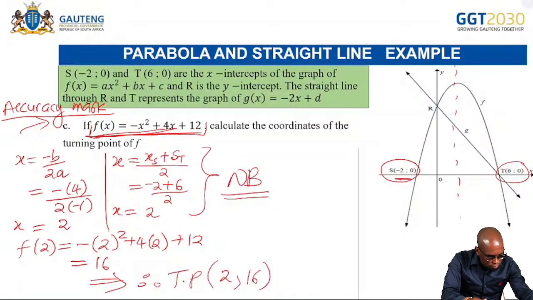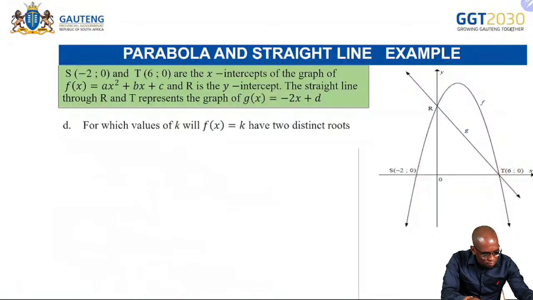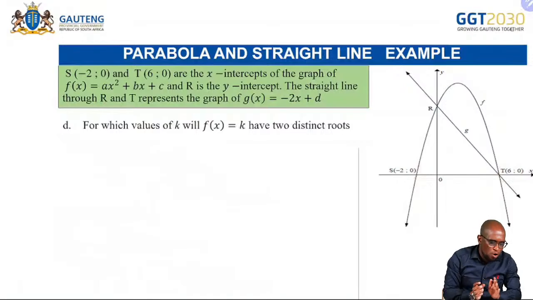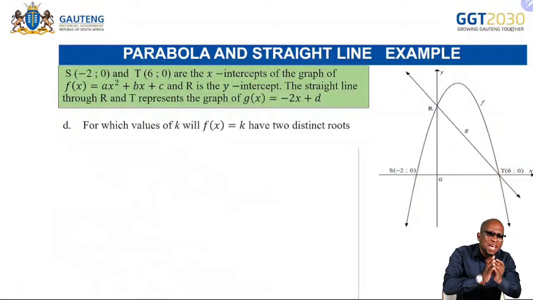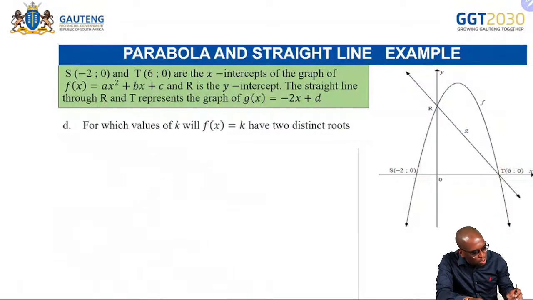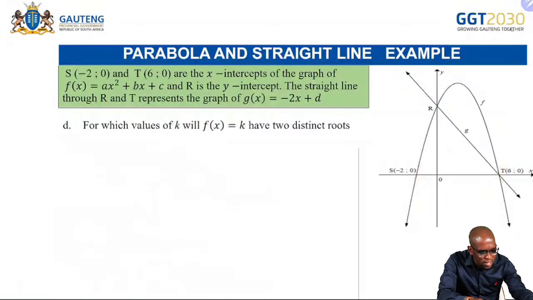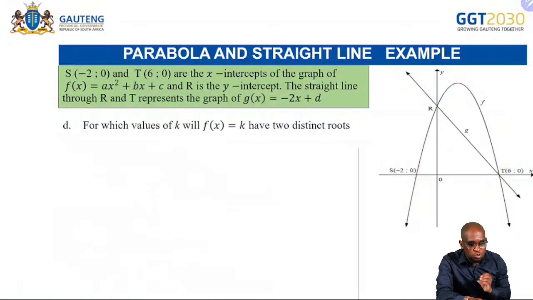Right, moving on. For which values of k will f of x equal k have two distinct roots? So now we are infusing nature of roots into these functions. So nature of roots, remember, can be infused with any of the functions that you do. But now we are infusing the nature of roots with our quadratic function. So what we're going to do is check for which values of k will f of x equal k have two distinct roots.